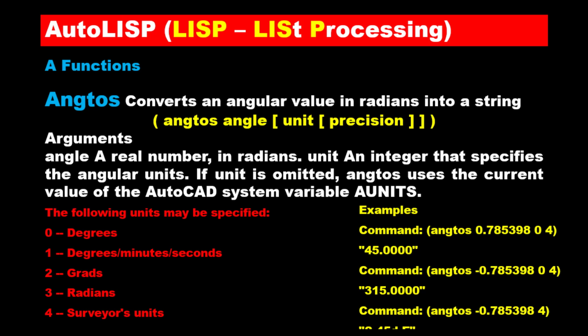This is the angtos command. But the following units may be specified. 0 is degrees, 1 is degrees minutes seconds, 2 is grads, 3 is radians, and the fourth one is surveyor's units. It will be converted into S 45d E. This is called a bearing angle.